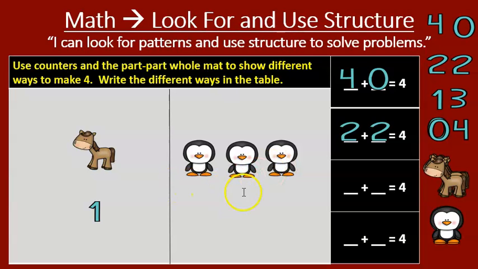Now we're done. How many penguins are there? Let's count. 1, 2, 3. So we're going to get 3 down here because that's how many penguins are there. Now we're finished. We just got to put our numbers in here now. What number is this? 1. So we're going to put 1 here. Now, what number is this? 3. So we're going to put 3 here now.